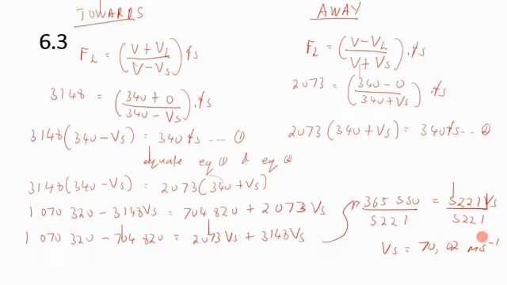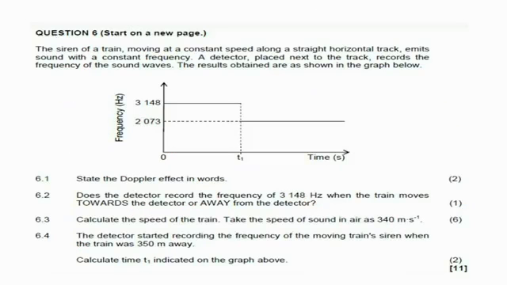So it is quite a long process to do all this. Okay, so now we have 6.4. It says the detector started recording the frequency of the moving train's siren when the train was 350 meters away. Calculate time t indicated on the graph for 2 marks.